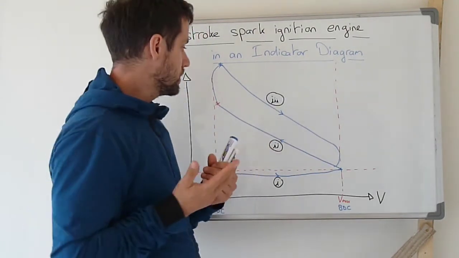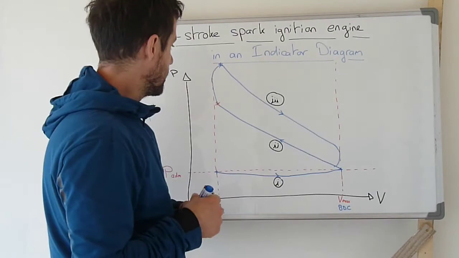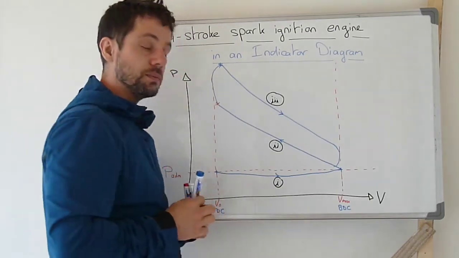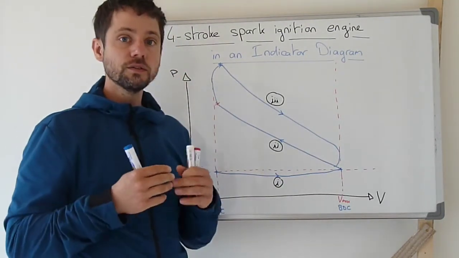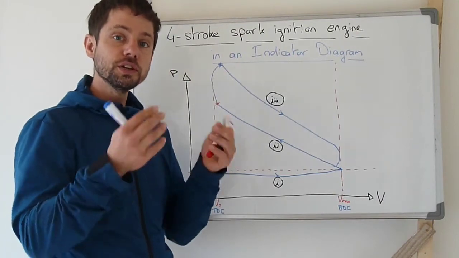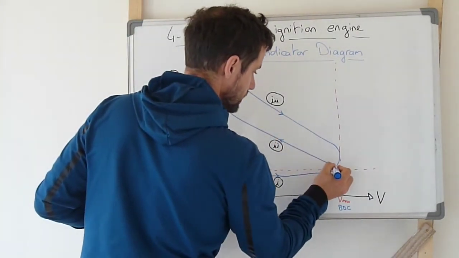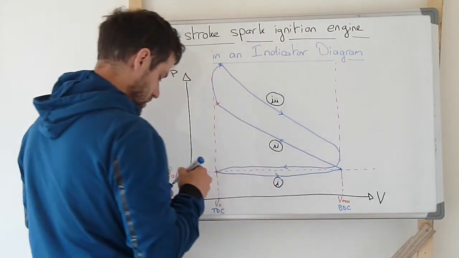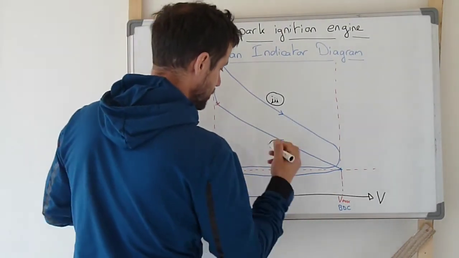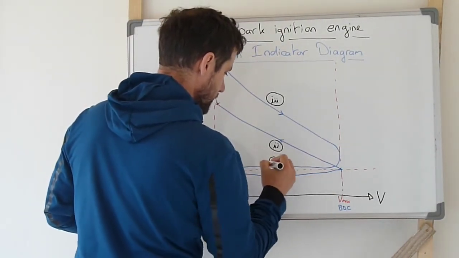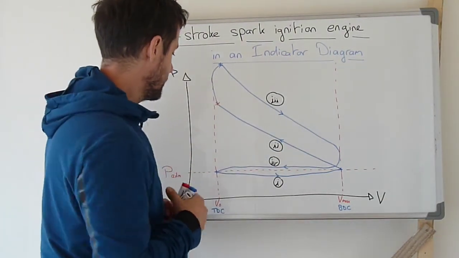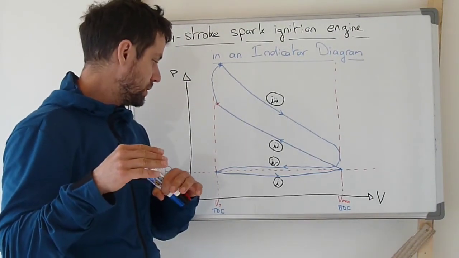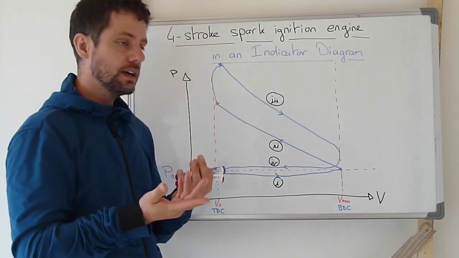The last stroke is the exhaust stroke, and during this stroke the piston is moving up from bottom dead center to top dead center. It's creating a slight overpressure inside the cylinder, so this higher pressure is maintained during this whole stroke, and most of the smoke is pushed out to the exhaust line. Then once at the top dead center the exhaust valves are closing and the admission valves are opening, and a new cycle is starting again.